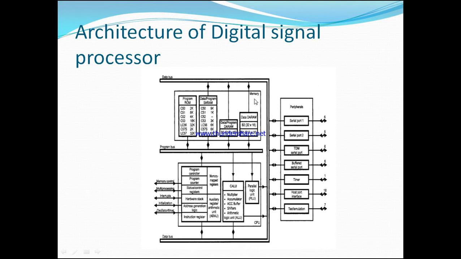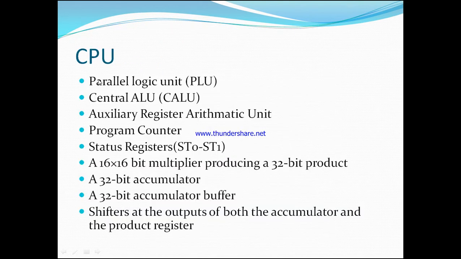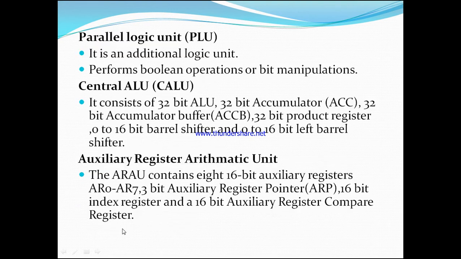Here these are the memory and this is the CPU, and this block has the peripherals. The CPU consists of the parallel logic unit and the central arithmetic logic unit, which will be represented as CALU, the auxiliary register arithmetic unit, program counter, status register, and a 16 by 16 bit multiplier, 32 bit accumulator and 32 bit accumulator buffer, and shifters. First we are going to discuss the parallel logic unit.